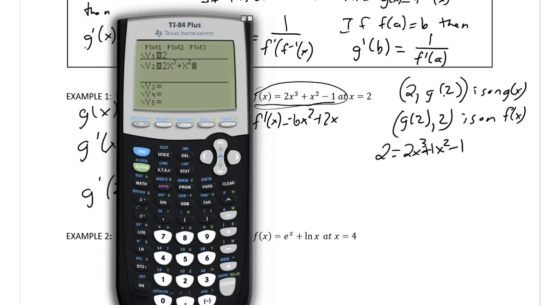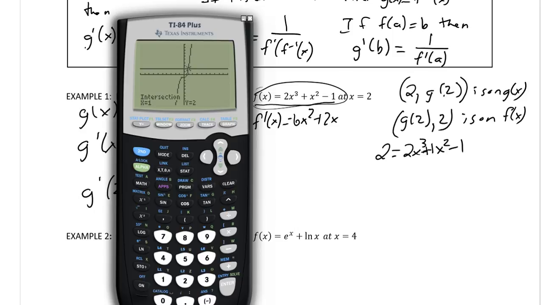So I need to change my window. Zoom 6 for the standard window. There's y equals 2, and there's the function. You can see they intersect at about 1, it looks like. Let's use the calculator to find out for sure if it's exactly 1. Second trace, we want number 5 for intersect. First curve, second curve, get them close to that intersection, and hit enter, and sure enough the intersection is 1, 2.